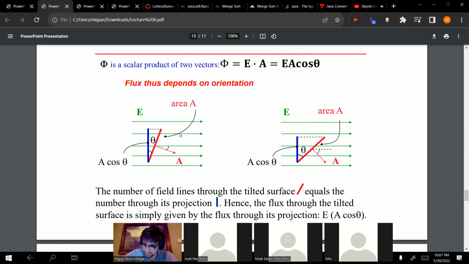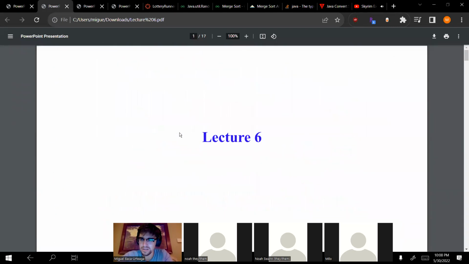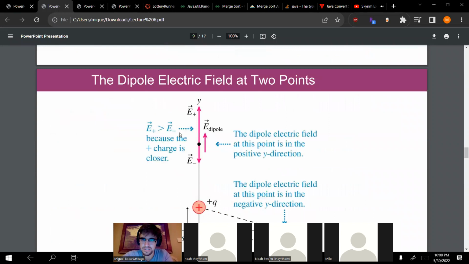Do I have an example question here? I would love to do an example question. Flux through a curve. Do you want to quickly run me through what we're doing? I just got here. Oh, so we are on chapter 24. We are talking about electric flux through a surface. Which, if you wanted to be specific, is lecture 6.